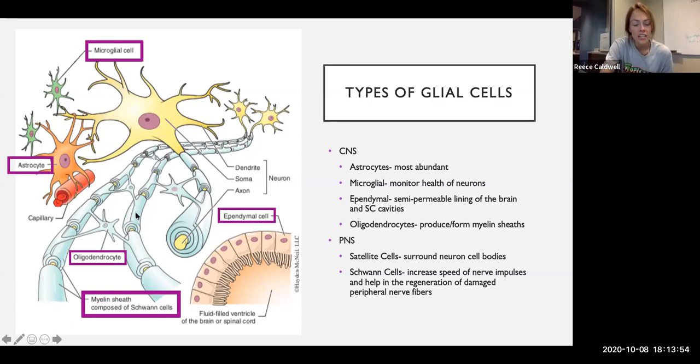Schwann cells will come together. You can see this individual thing right here is one Schwann cell, and they come together and form this whole thing called the myelin sheath, which will increase the speed of nerve impulses and will also help in the regeneration of damaged nerve fibers. So you can see those Schwann cells, and then you can also see that myelin sheath, that entire thing.